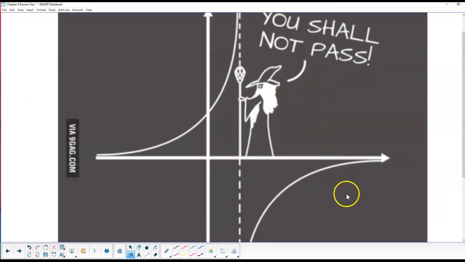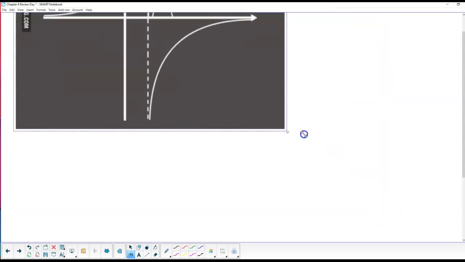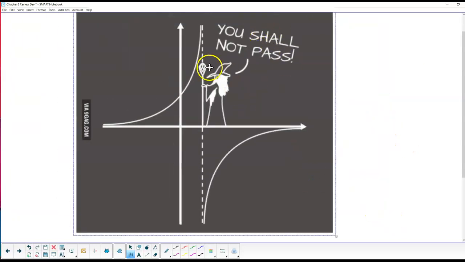All right. This is our quote for the day. You shall not pass, because it's an asymptote.